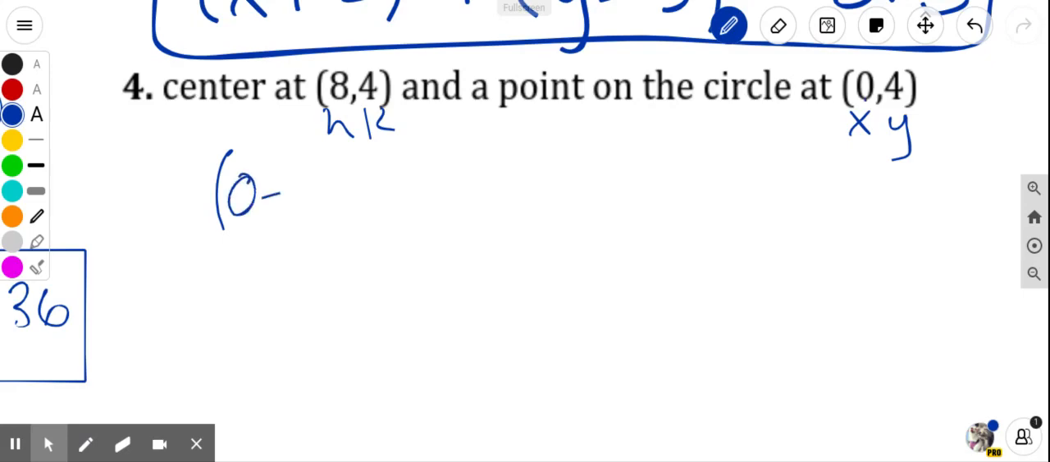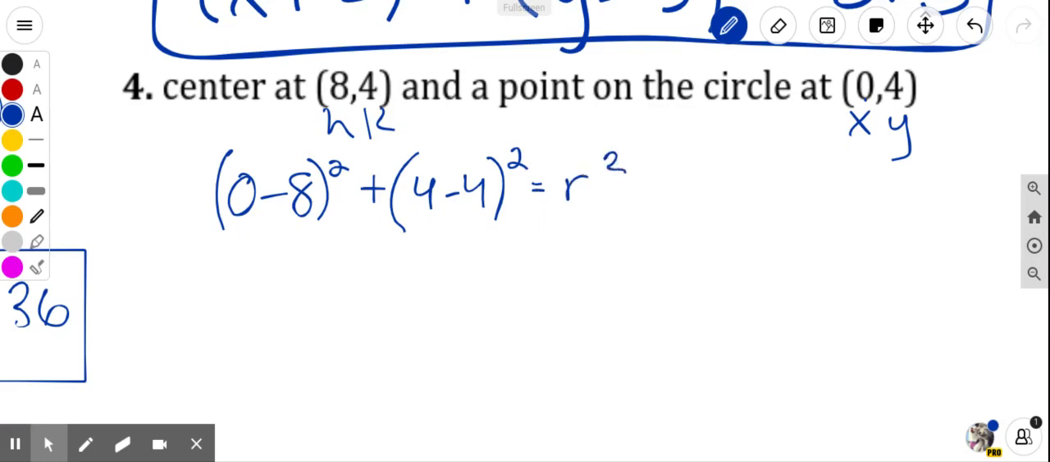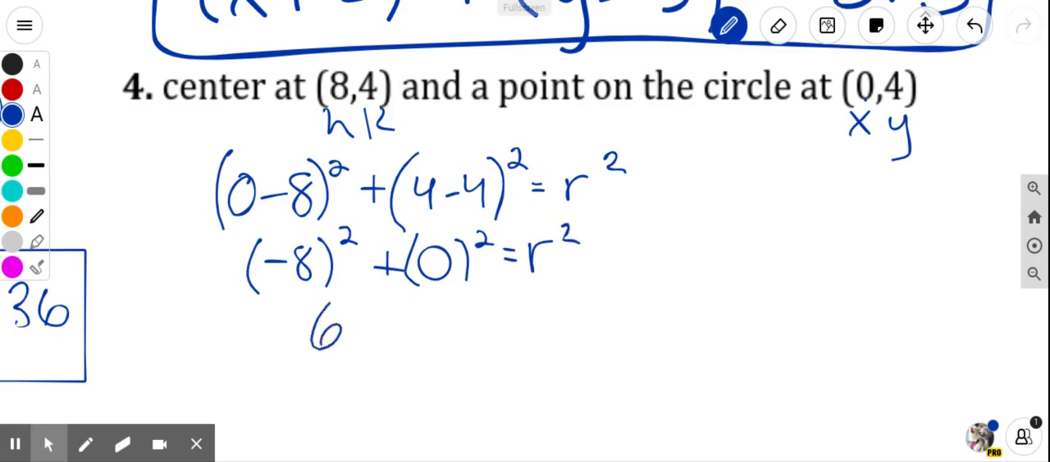0 minus 8 squared plus 4 minus 4 squared equals r squared. Okay, I'm going to simplify. So this is negative 8 squared, 0 squared equals r squared. So this is going to be 64 plus 0 equals r squared, which I guess really the standard form of the equation, you need r squared. So you could just leave it like this. But I guess just for the sake of solving for r, we'll just keep going.